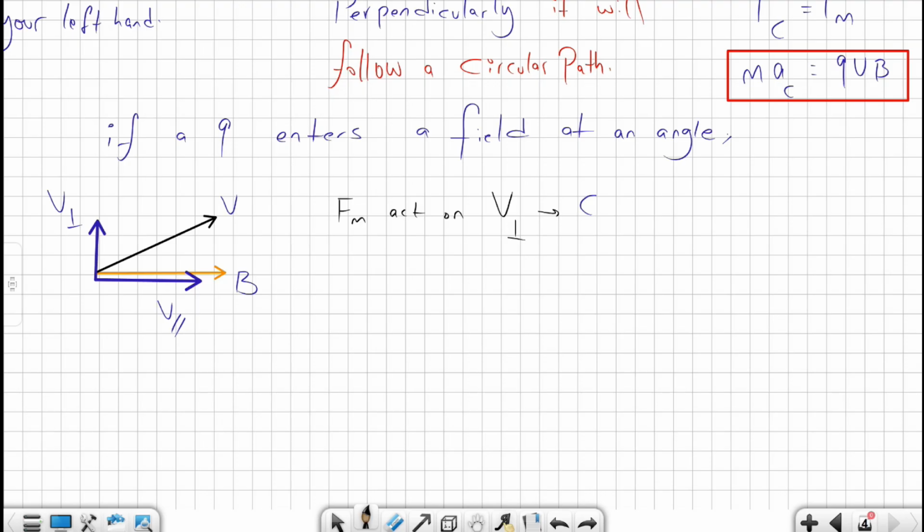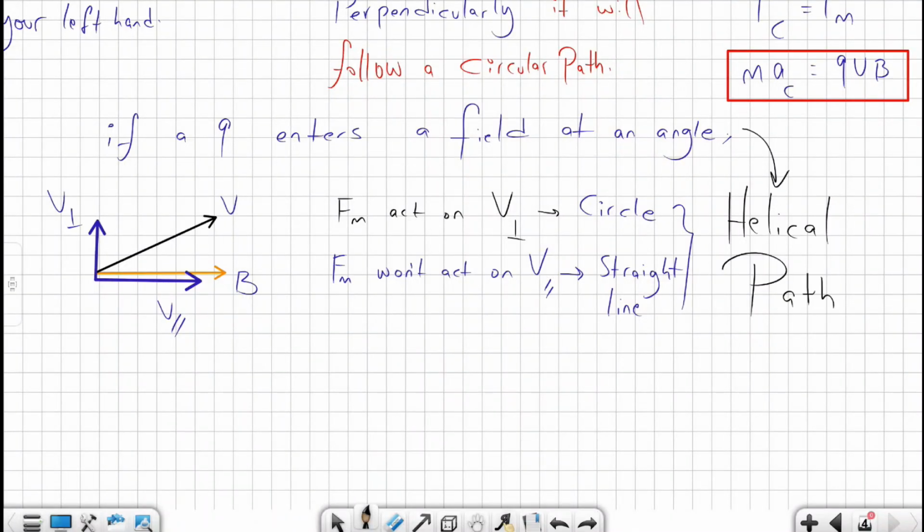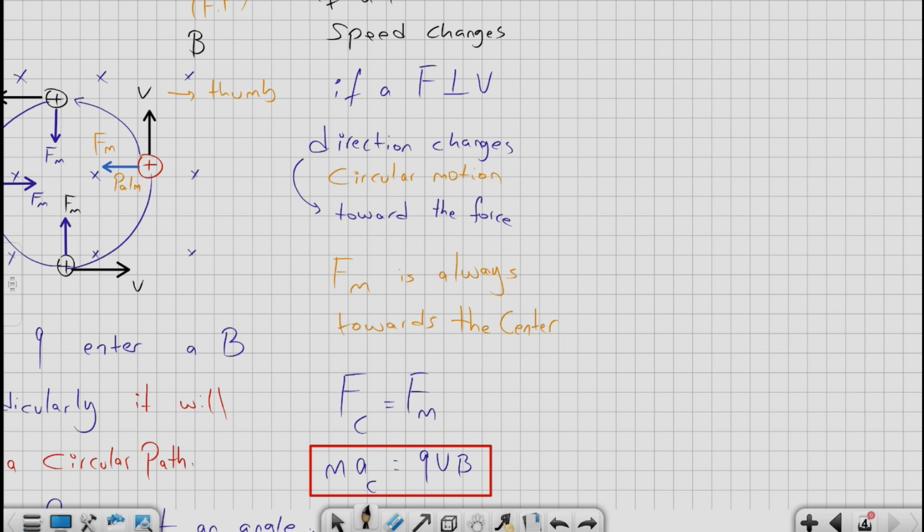So the perpendicular component will follow a circular path, but the parallel component will have no magnetic force acting on it. The parallel component will move in a straight line, and they both are happening at the same time. We'll combine them, and you'll see that the charge will follow a helical path. If the magnetic field was into the page, the path was counterclockwise. So if I make the charge negative, the magnetic field is still into the page, the path will be reversed, which will become clockwise.